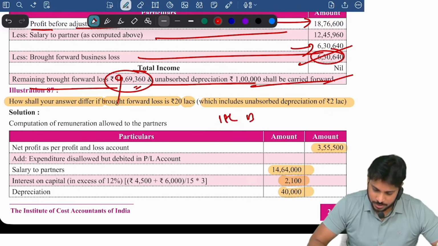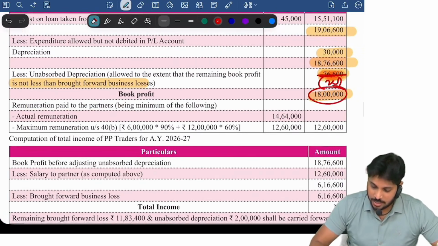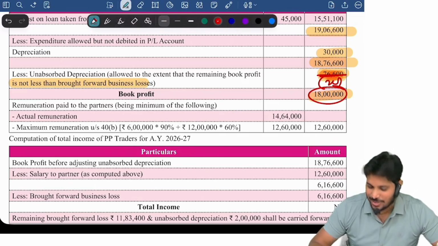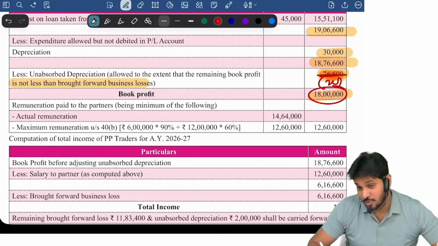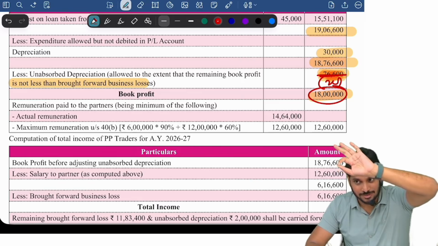18 lakhs is business loss, no? 2 lakhs is brought forward depreciation loss, no? If they keep 18 so that business loss can be set off, that's not correct. You should claim entire unabsorbed depreciation should be reduced for calculating book profit. All the deductions under 30 to 37 should be reduced for the purpose of calculating book profit.